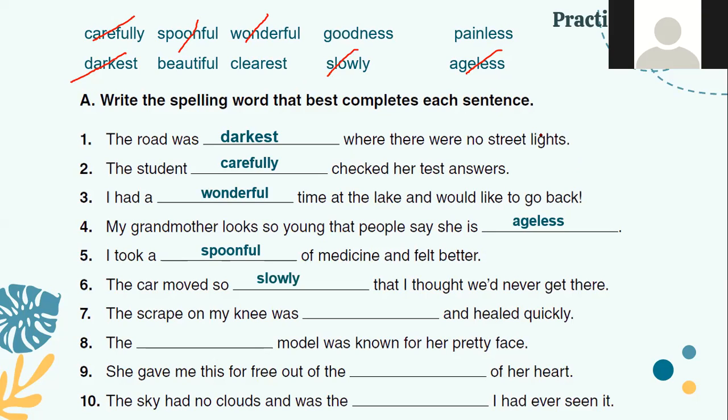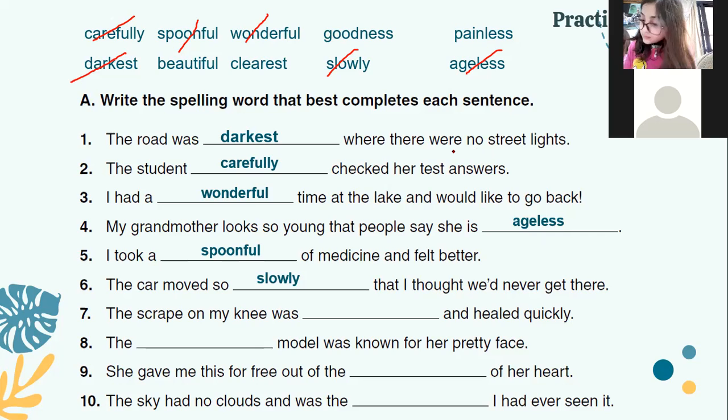Nancy. Okay, Hassan Sabra. Number seven. Hassan Sabra, yes. I'm moving in turn, Lana. Don't worry. The scrape on my knee was what? The scrape on my knee was painless. Thank you. Thank you, Hassan Sabra.